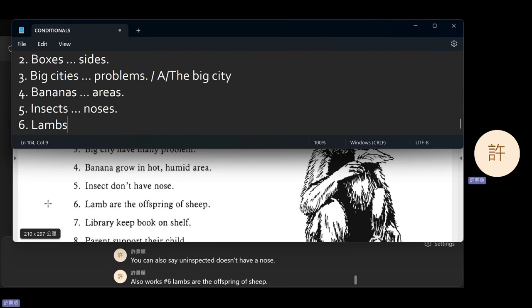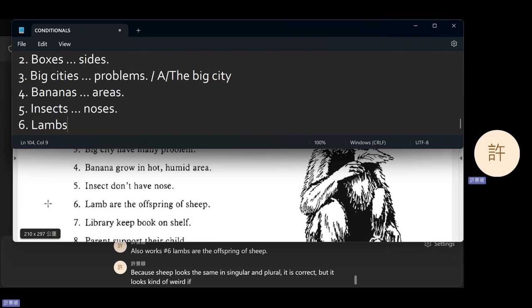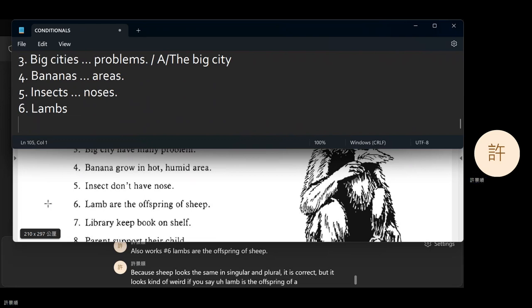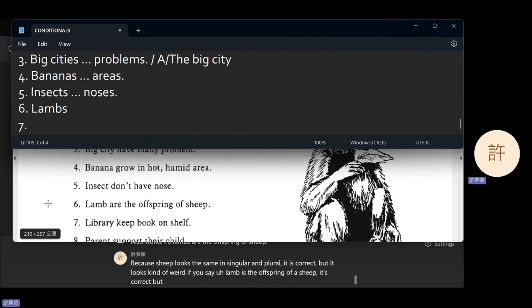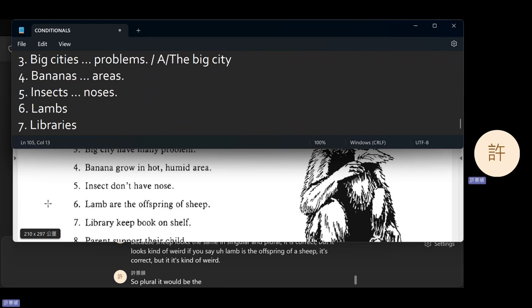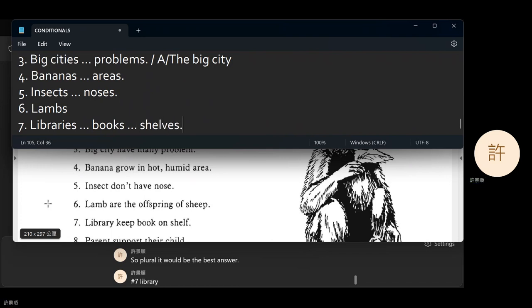Number six, lambs are the offspring of sheep. Because sheep looks the same in singular and plural, it is correct, but it looks kind of weird if you say a lamb is the offspring of a sheep. It's correct, but it's kind of weird. So plural would be the best answer. Number seven, libraries keep books on their shelves.